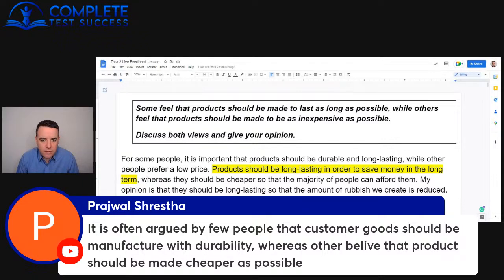Whereas others would have to be plural. Whereas others believe that products, again, should be plural, should be made cheaper as possible. No, just as cheap as possible. Those are different structures. So as cheap as possible, or should be made cheaper. But you're mixing the two structures.